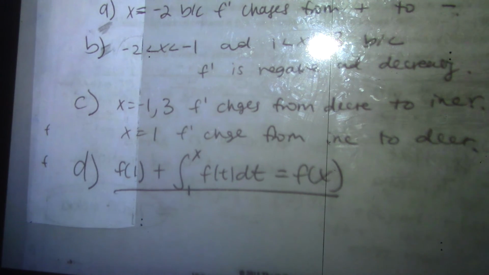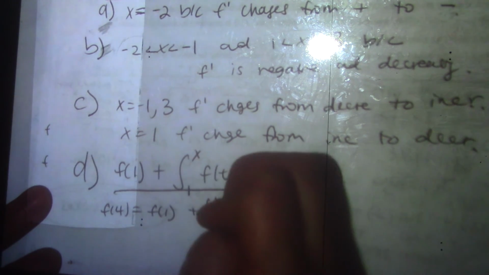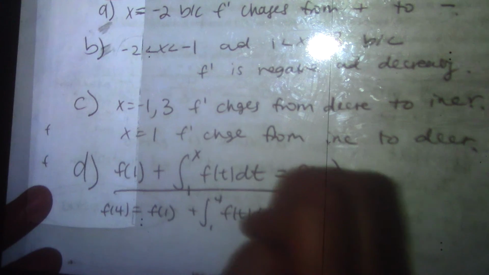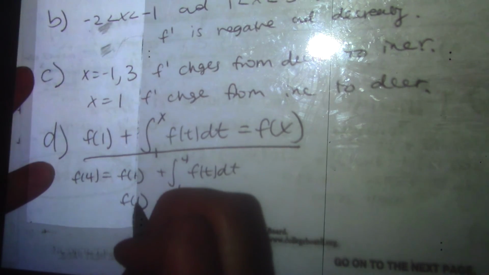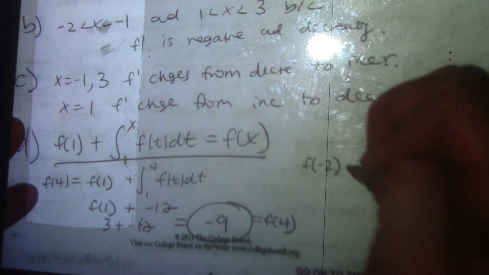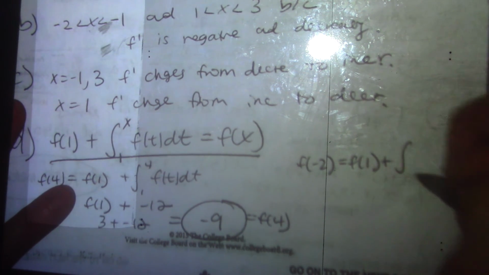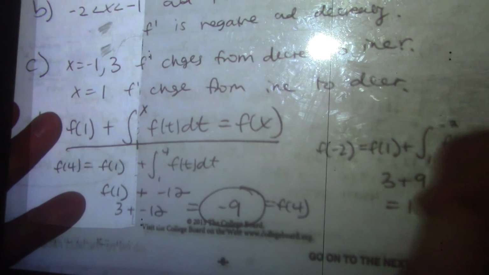Now I want to actually plug in and evaluate what f of 4 and f of -2 are. So f of 4 is just f of 1 plus the integral from 1 to 4 of the function. F of 1 plus the integral from 1 to 4 is -12. F of 1 is 3, equals -9 for f of 4. And then I need to do the same thing for f of -2. F of -2 is f of 1 plus the integral from 1 to -2 of f prime of t dt. From 1 to -2, you're working backwards, so this was -9, but you're going backwards, so it's +9. So this is 3 plus 9, which is 12.